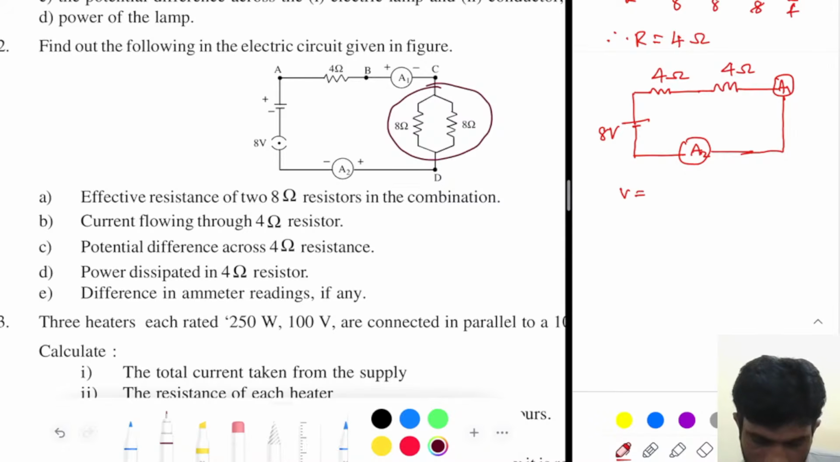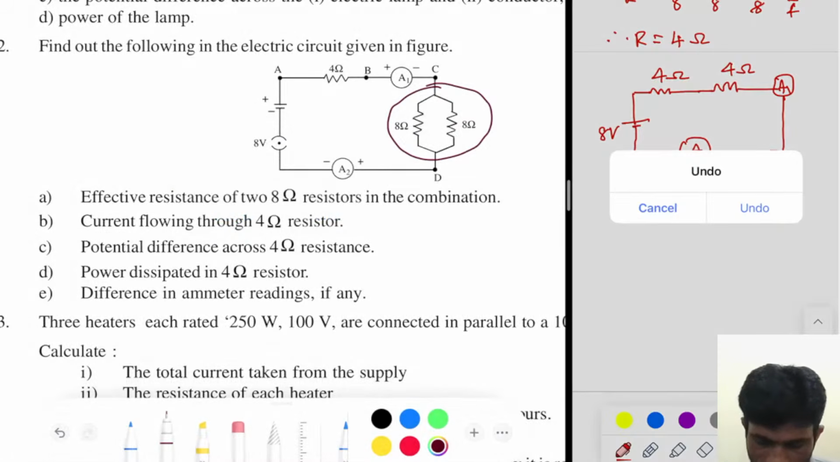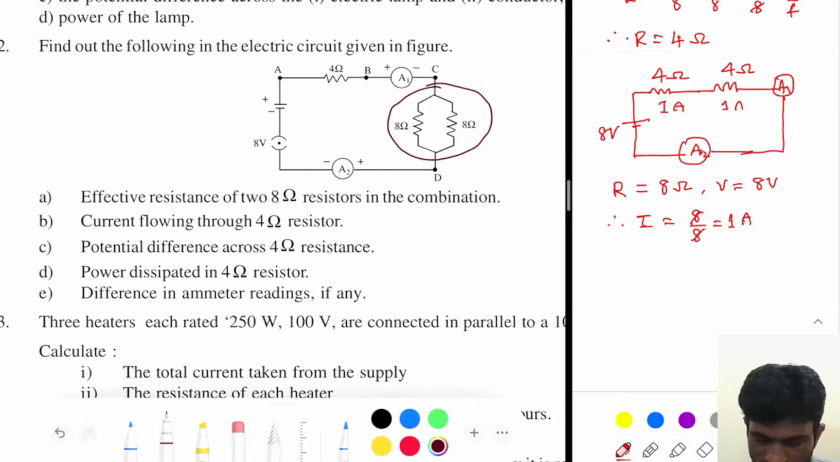V is equal to... overall current we have to find out first. How can we find overall current? Total resistance is equal to 4 ohms plus 4 ohms, 8 ohms. And total potential difference is 8 volts. Therefore, total current will be 8 by 8, 1 ampere. Means here 1 ampere only it will travel. Here also 1 ampere current only it will travel.